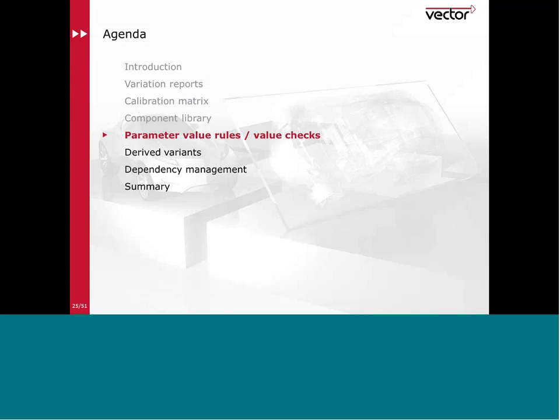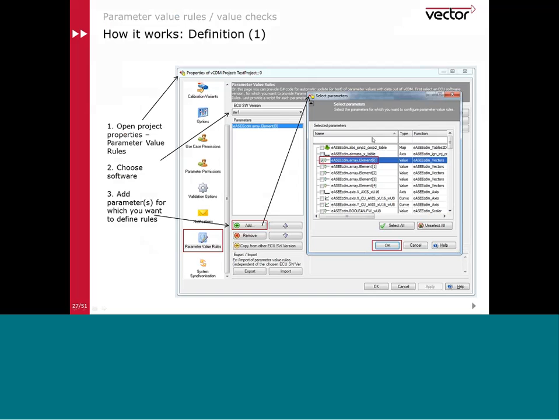Okay, this you can achieve with the next feature, which is called parameter value rules or parameter value checks. There's a small difference I will explain to you later. But first, how do I set up them? Parameter value rules and value checks are provided on the properties page of a project. So I open the properties of a CDM project here.